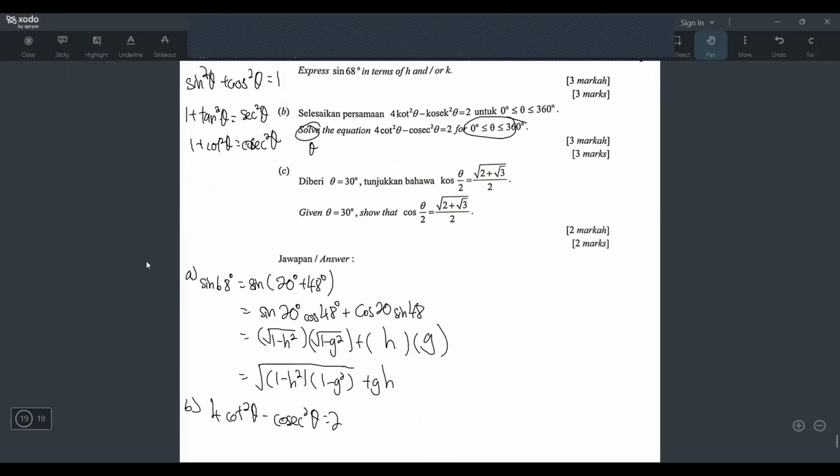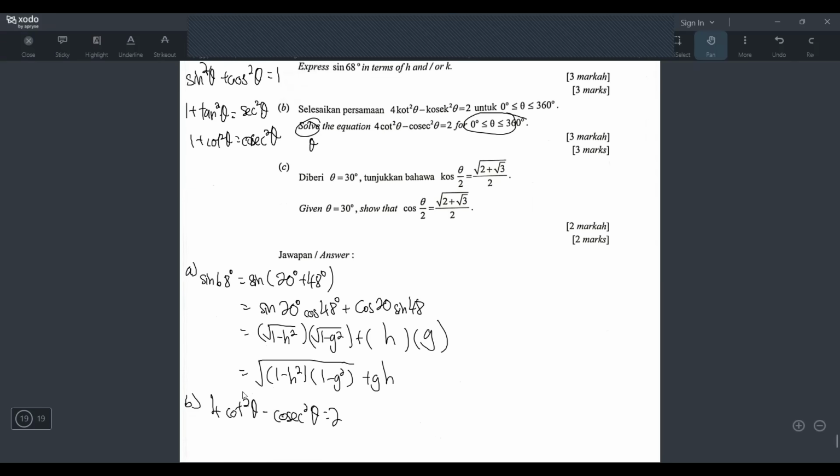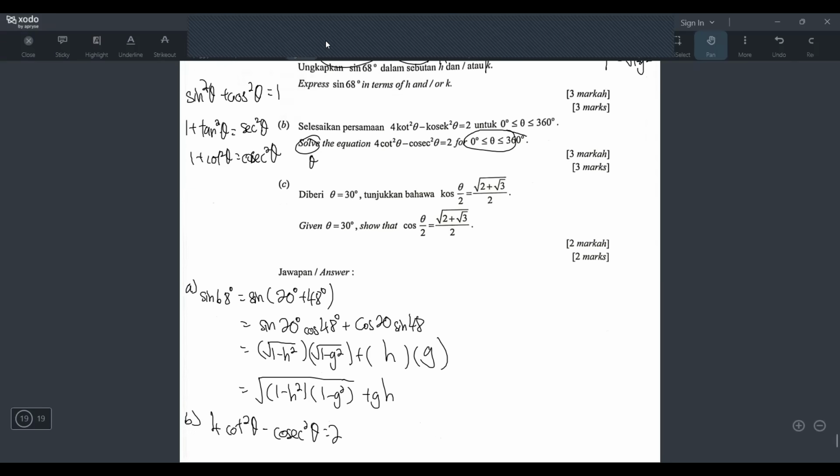Okay, so how do we use basic identity in this question? If you look at this, this is cot, this is cosec. So what we can do is change the cot square to what?